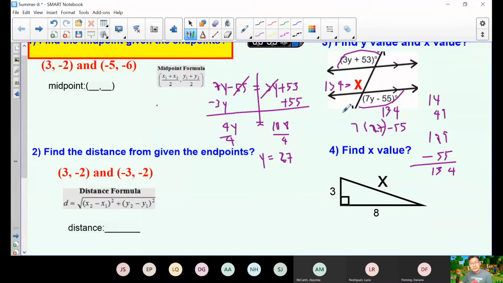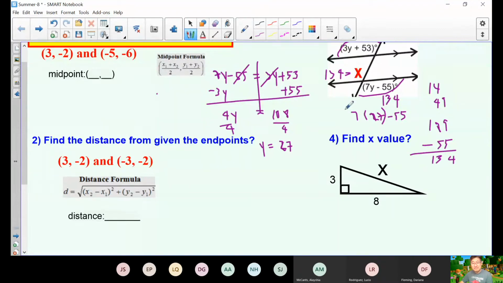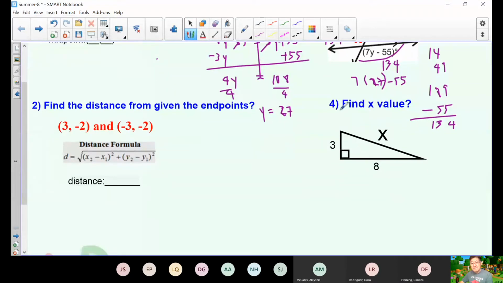So move on, right? So next one. How to find x value? We did this one Monday, right? Pythagorean theorem, right? So a square, which is leg, plus b square equal c square. It could be a and it could be b, doesn't matter, right? But hypotenuse, always c. This is c, right?